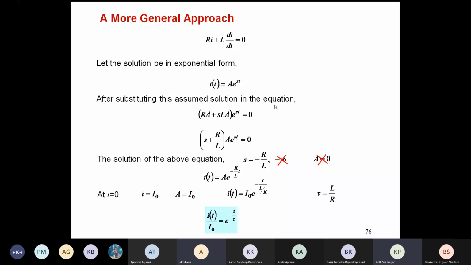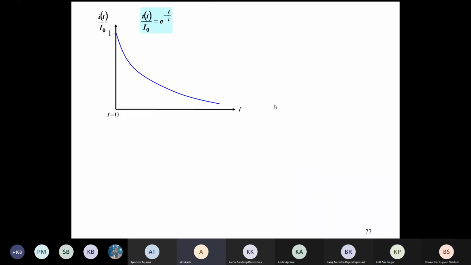So this I(t) by I naught is a function of time. It is exponentially reducing, starting from 1. We have normalized it, so its maximum value is 1, and it exponentially reduces. Now if we take the derivative of I(t) by I naught at t equal to 0, we get minus 1 by tau, and if you substitute tau as L by R, you get minus R by L.